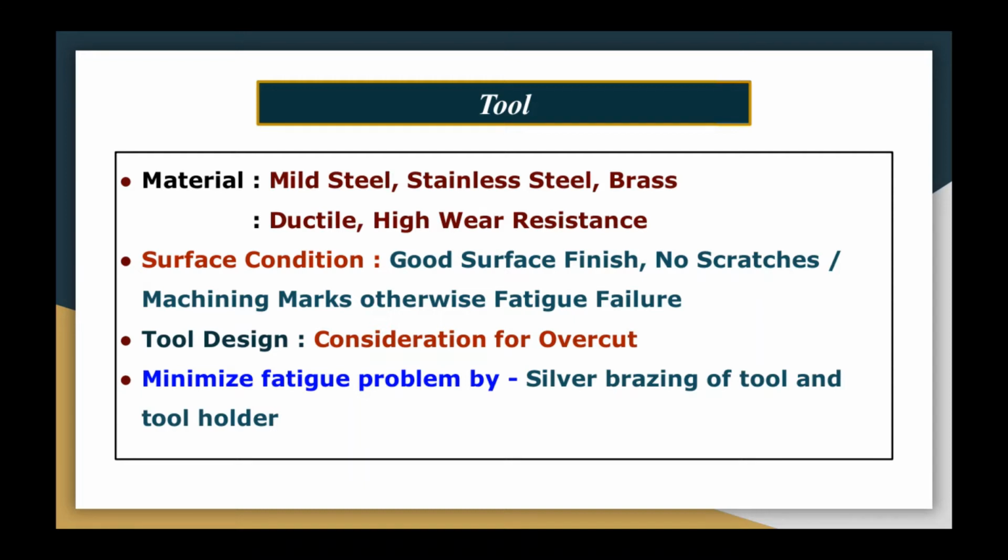Now, if you talk about the tool design, then tool design consideration for overcut should be taken into account at the time of tool design, so that you get the desired shape and size of the machined workpiece, and you should minimize the fatigue problem. If the tool and tool holder are silver brazed, then you can minimize the fatigue problem.